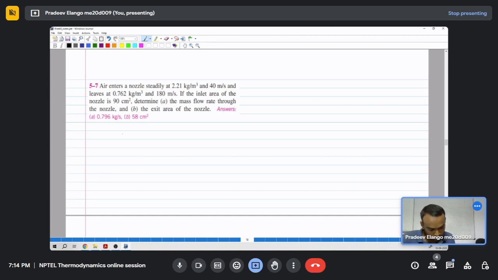So we have a nozzle. This is state 1 and this is state 2. It enters at 2.21 kilogram per meter cube.